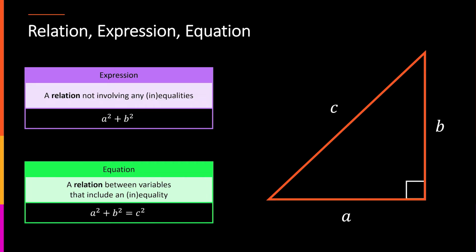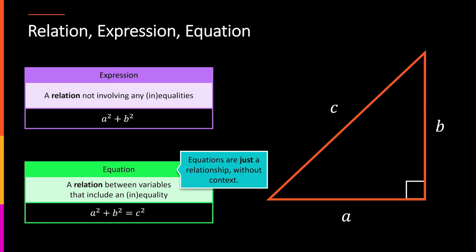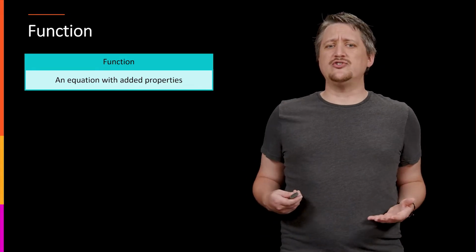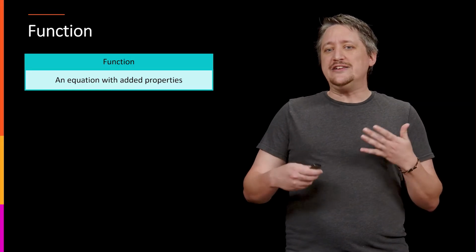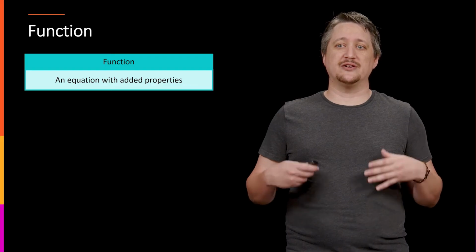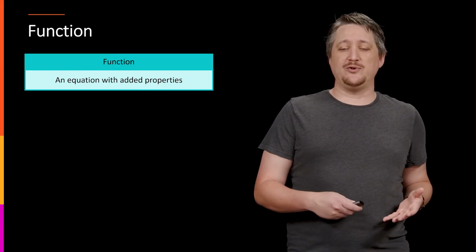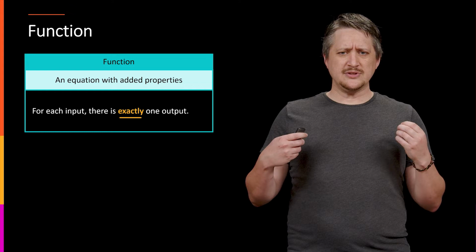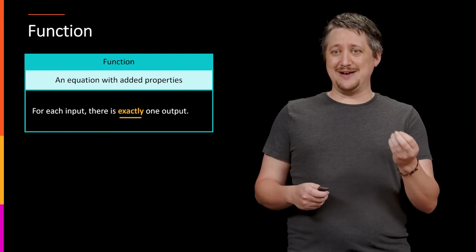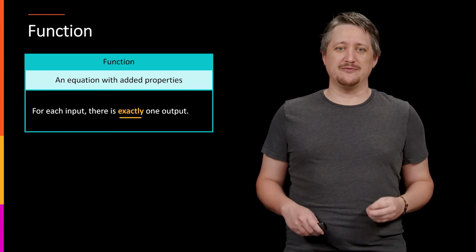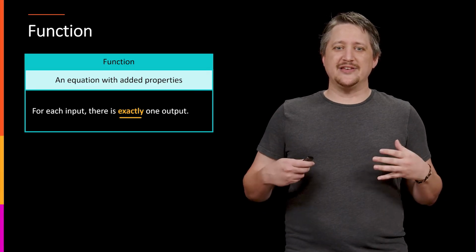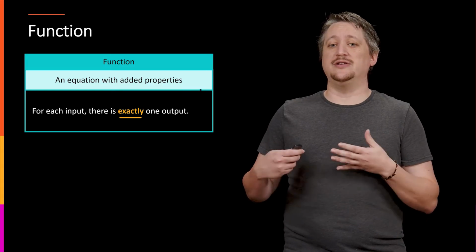So that's what makes it different than the next thing we're going to look at, which is functions, okay? Equations are just the relationship. They are not any sort of contextual piece. Functions have additional properties on top of this. So they're equations, but they have a few other things. In particular, one of the key things that is hammered into you, I'm sure, even by this point from back in the day, is that each input has exactly one output.